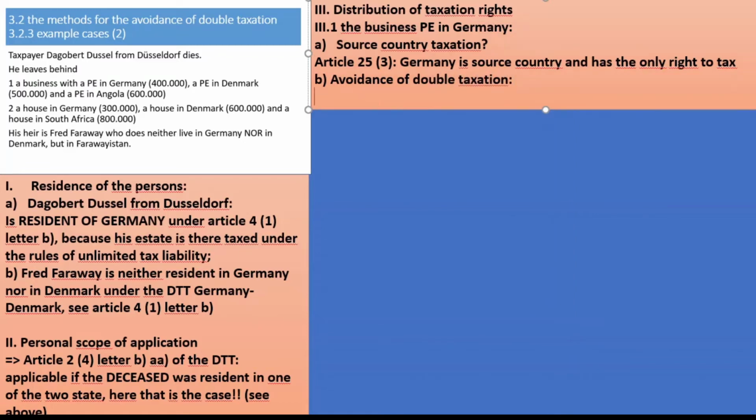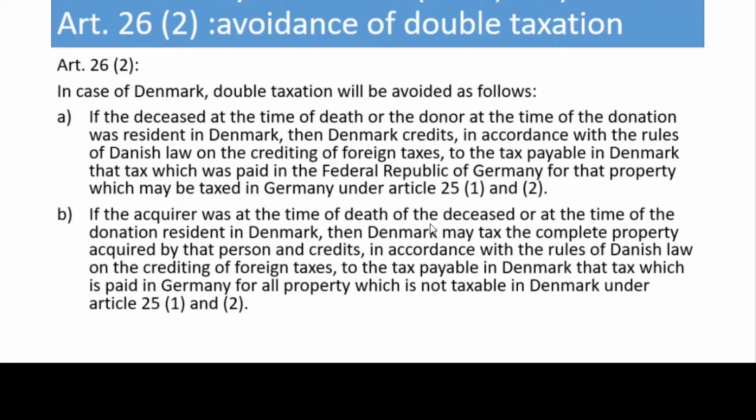Now let's look what happens if Denmark, well, can Denmark have any right here? The heir lives in faraway Stan, so it's difficult to imagine that Denmark could have any claim to the worldwide property taxation with regard to Fred Faraway. So Article 26 should not be applicable at all to Denmark in that case. Let's have a look if that's true.